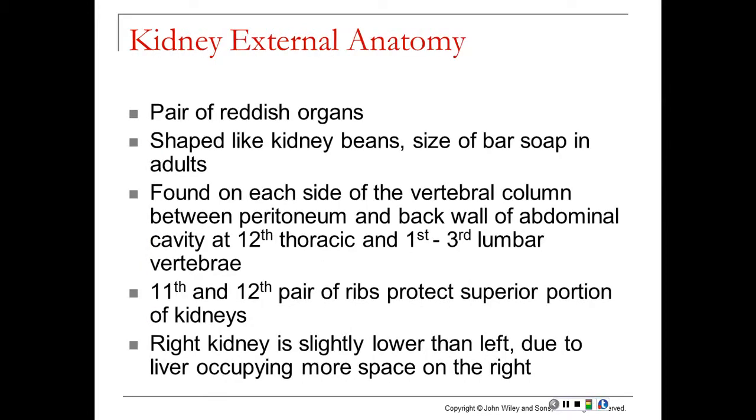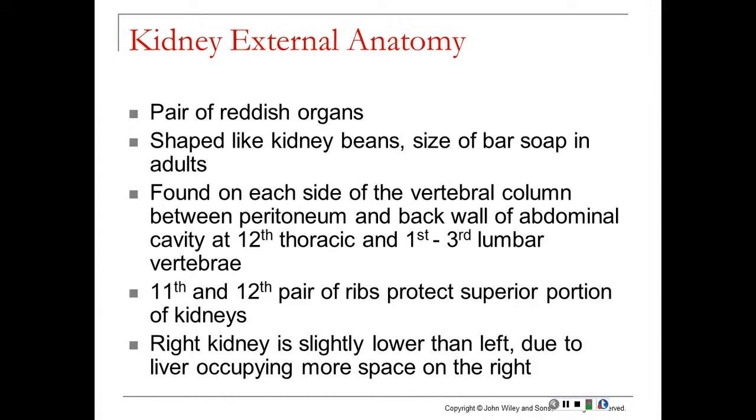So let's talk about the external anatomy of the kidney. They're kind of reddish organs, hence kidney beans, which are both shaped like kidneys as well as have a similar color. They're reddish because of all of the capillaries within them. They have a very rich blood content. They are shaped like kidney beans, as I said. They're about the size of a bar of soap, a little smaller than the palm of your hand.